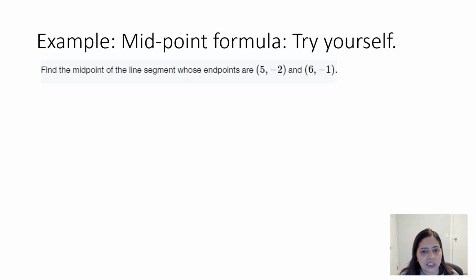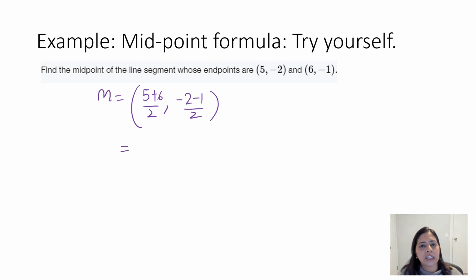Now for this also, I'll just give you one question for you to try yourself. You can pause the video and try this yourself. So for the midpoint, add the x values, divide by 2, add the y values, divide by 2. If you don't want to go into x1, y1, x2, y2 labeling and notations, you can just do it directly from the top of your head if you remember it that way: x values added, divide by 2, y values added, divide by 2. So 5 plus 6, 11 over 2, negative 3 over 2. No need to convert into decimals. You can leave it as such.